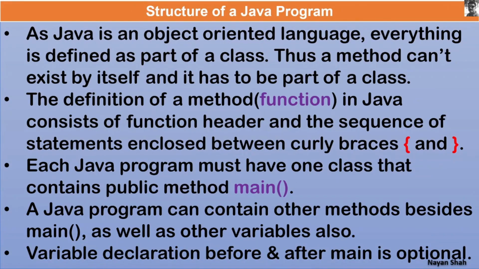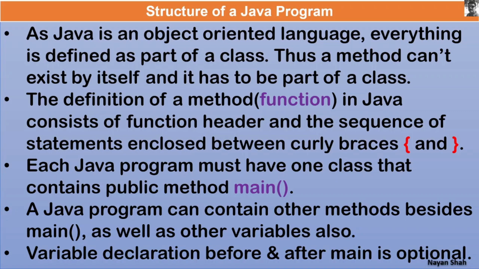As Java is an object-oriented programming language, everything in Java is defined as part of a class. Thus, a method can't exist by itself and it has to be part of a class. So in Java, you can't write a method directly, which you can do in C language. In C language, you can write methods directly. But in Java, you cannot write variables and methods directly. It has to be part of a class. There has to be a class, and then in that class only we can write variables and methods. They become part of the class.